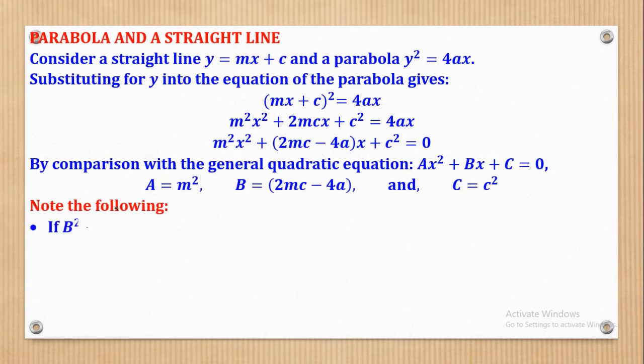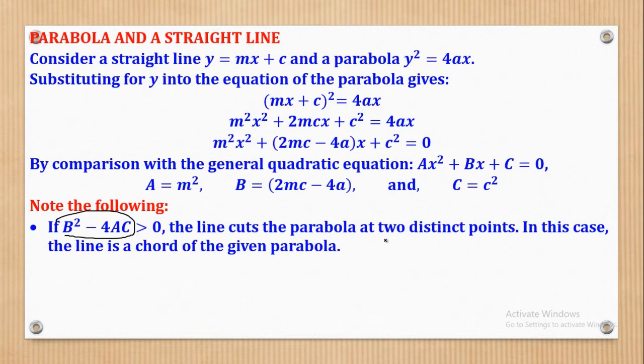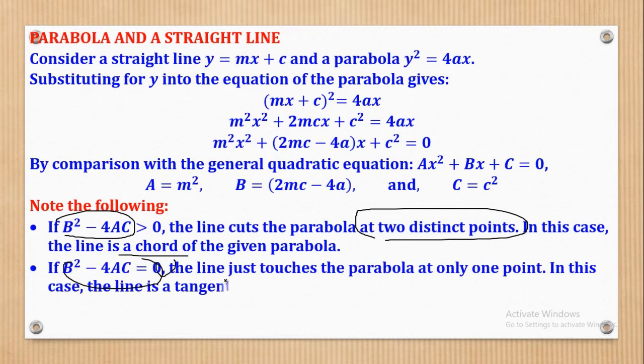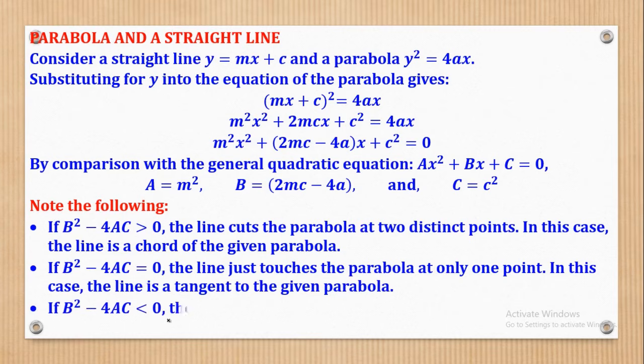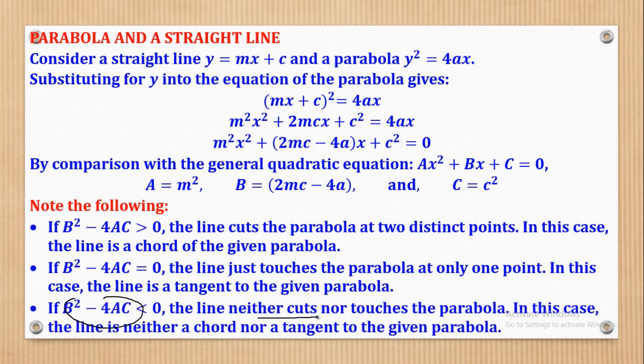Now from there are 3 things we need to note, just like we did under circles. One is that when the discriminant is greater than 0, then the line cuts the parabola at 2 distinct points. Therefore that line is a chord to a given parabola. Then when the discriminant is equal to 0, it implies that the line just touches the parabola at only one point, implying that that line is a tangent to the parabola. And when the discriminant is less than 0, it implies that the line neither cuts nor touches the parabola, implying that it is neither a chord nor a tangent.